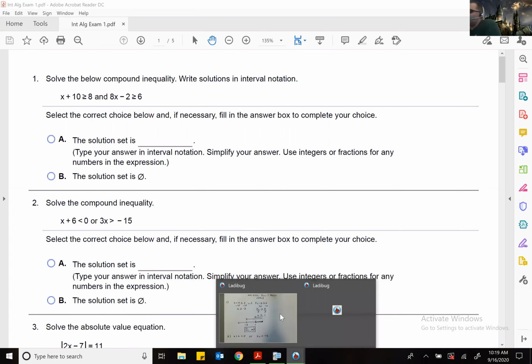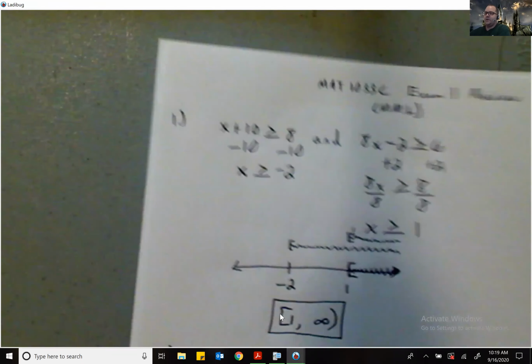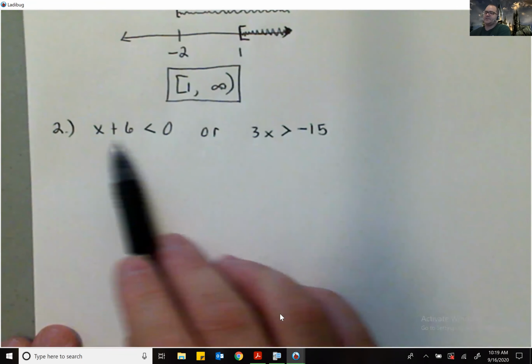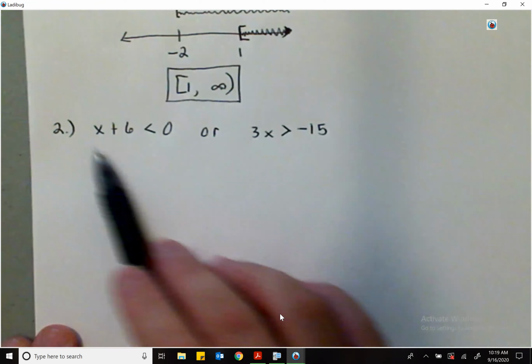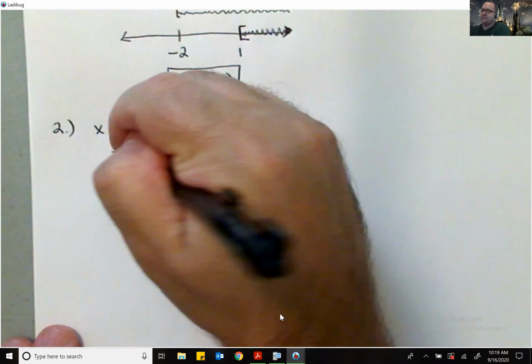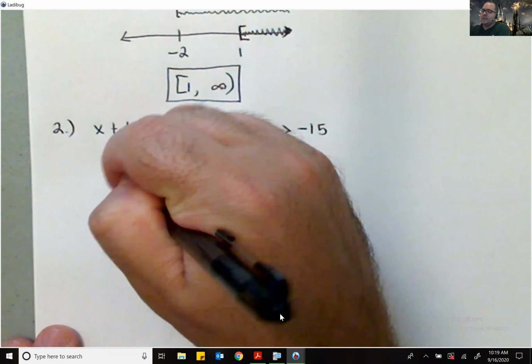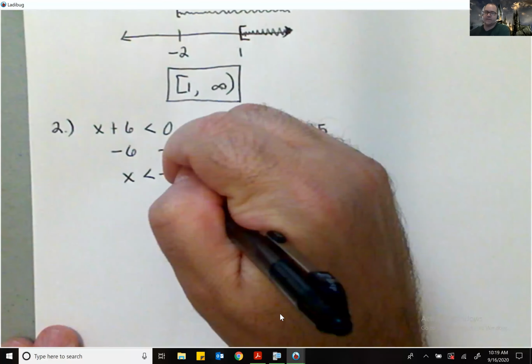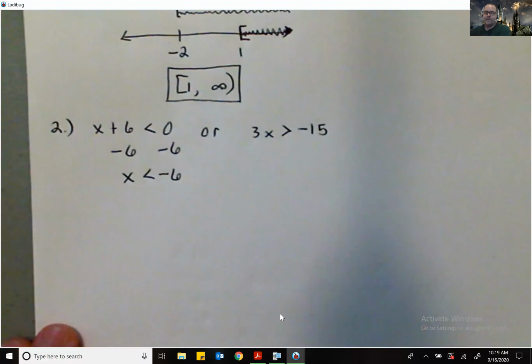So I've got our inequalities. So how do I solve x plus 6 less than 0? Minus 6 on each side. So x less than 0 minus 6, which is negative 6. Okay, so there's part of our answer.